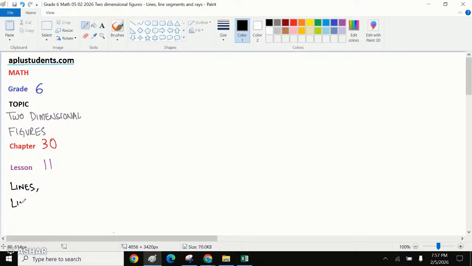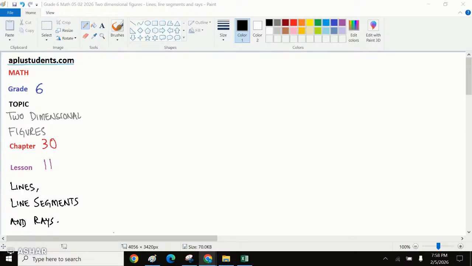line segments, and we would be looking at rays. Hi, Brighty. Hi, Ashik. Welcome to the class. We will be looking at line segments and rays. Let's go to the topic. Grade 6, Chapter number 30, and lesson number 11.